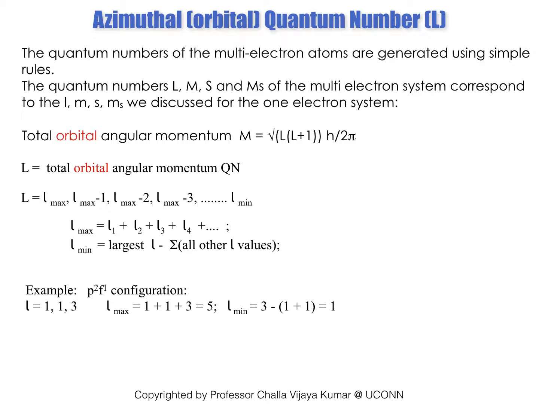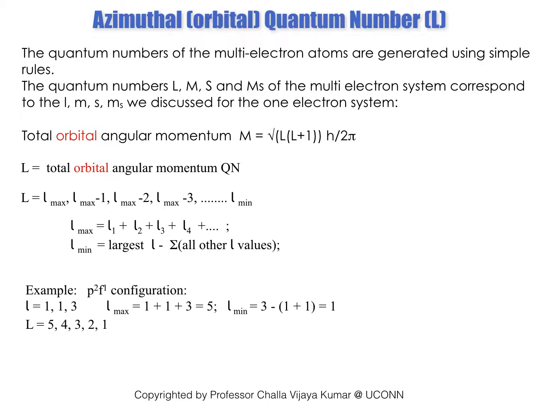L min, the minimum value of L, is 3, the highest value of l, minus the summation of all the others. So 3 minus (1 plus 1), which is 2. Therefore 3 minus 2 equals 1. So our capital L will have 5 to start with, that is the highest value, then 4, 3, 2, and L min, which is 1. So we stop there.